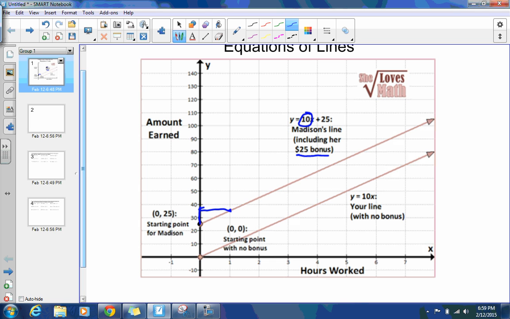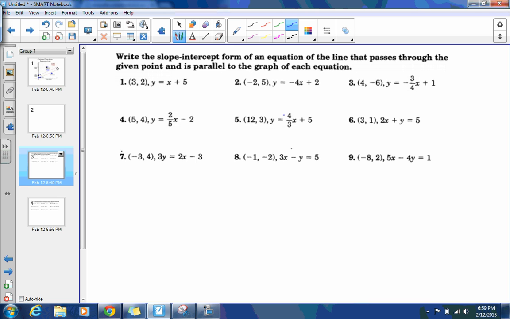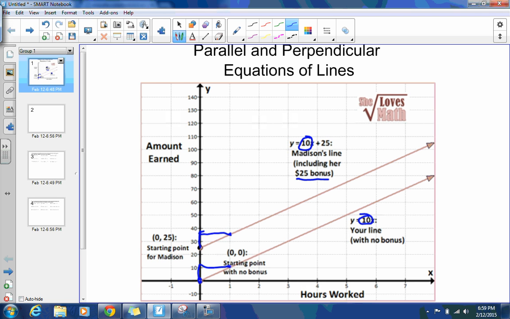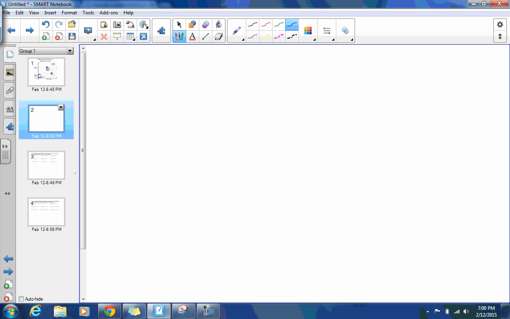Now, if you look over here, this line also looks like it's parallel. It looks like it has the same exact thing. You go up 10 over 1, so it's $10 per hour as well. You can see that in the equation. But there's no starting point, so it started with 0. So it has the exact same rate, the exact same slope if you look at the line, even though they start at different points. But that means that they're parallel, having the same rate of increase here. Okay, so parallel lines, this is something to note. Parallel lines have the same slope.